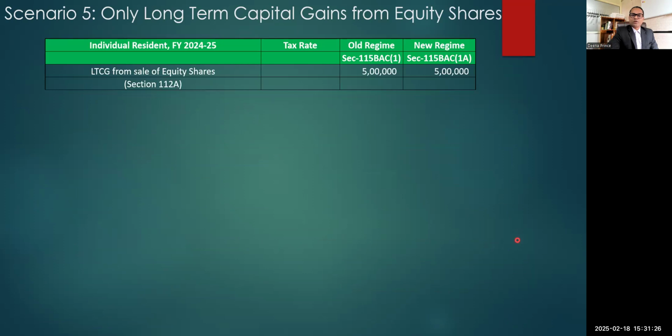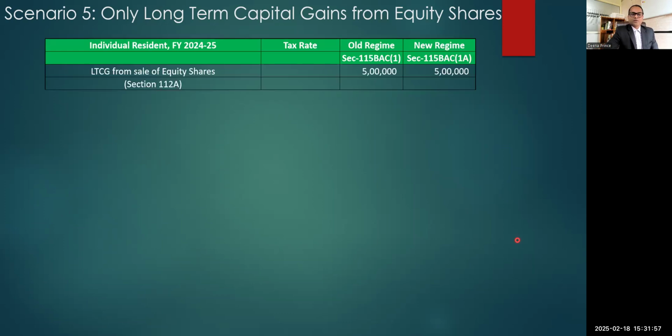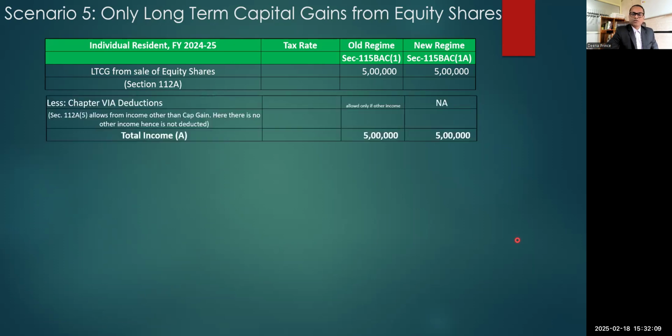Now the fifth scenario, where only long-term capital gains from equity shares is there. Like you had 111A for short-term capital gain from three specific capital assets, similarly, we have a provision for rates in case of long-term capital gains from the same three specific capital assets, which is 112A. So there is a transfer of a long-term capital asset, equity shares, out of which the long-term capital gain for the assessee is 5 lakhs in both cases.